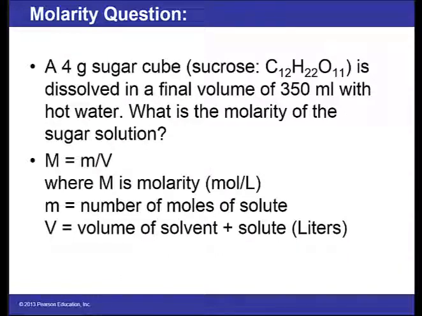So here's our first question. If we have a 4-gram sugar cube of sucrose, which we know the molecular formula for, it's C12H22O11, and this is dissolved in a final volume of 350 mL with hot water, what is the molarity of the sugar solution? So we know that our big M is going to equal little m, or moles of solute, over the volume, which is the volume of the solvent plus the solute, so it's the complete volume, in liters. This is going to give us the molarity of the solution.